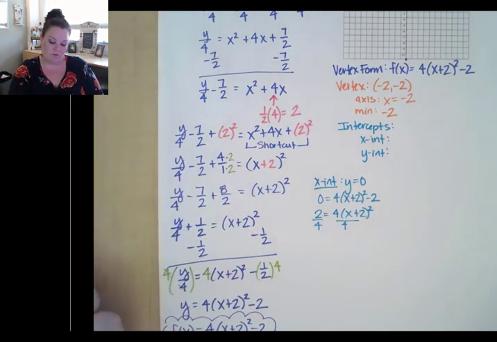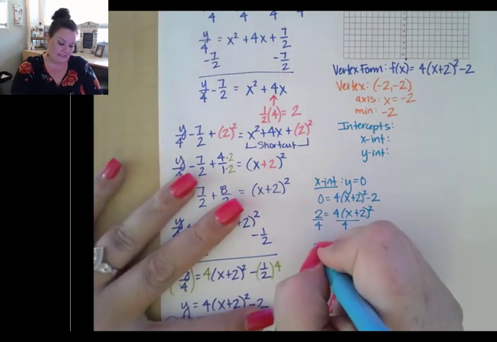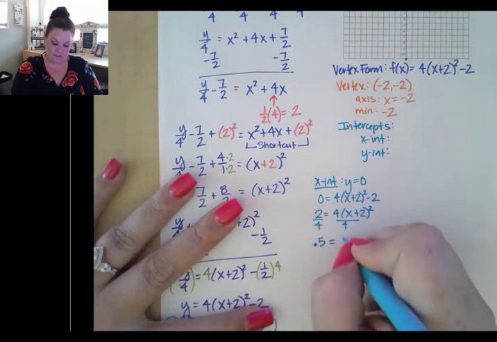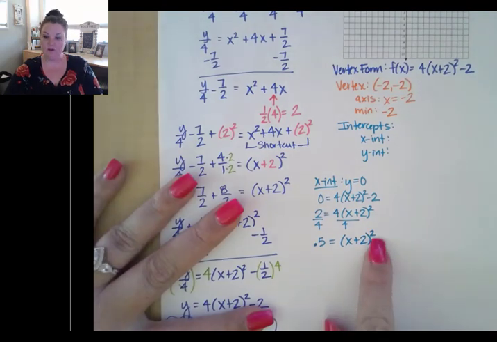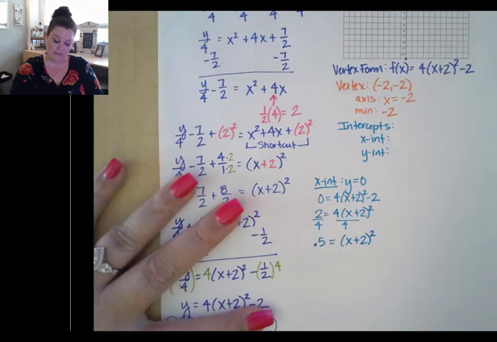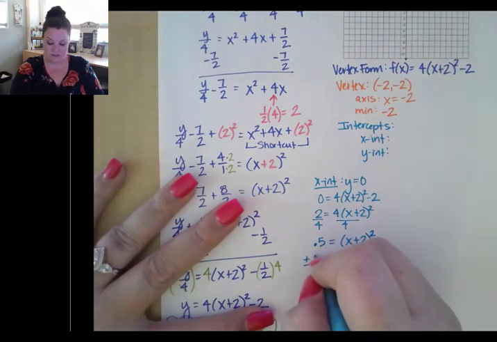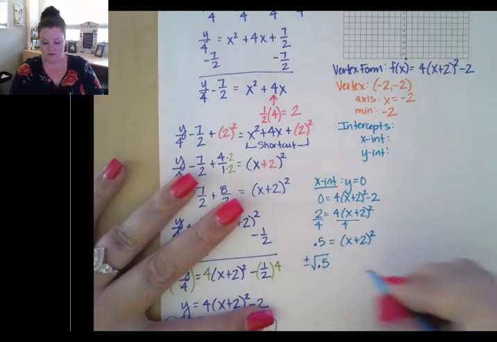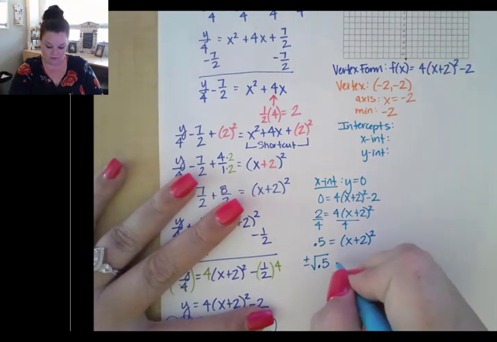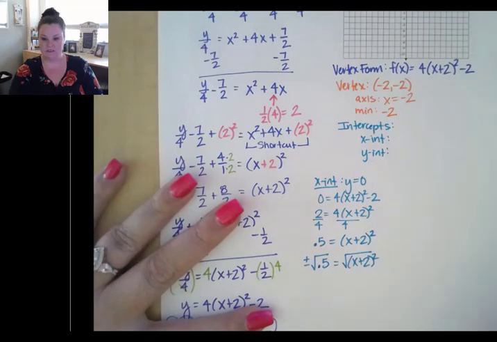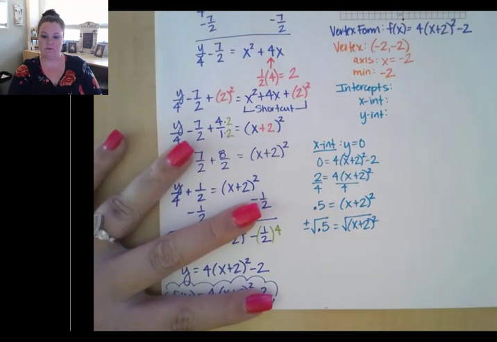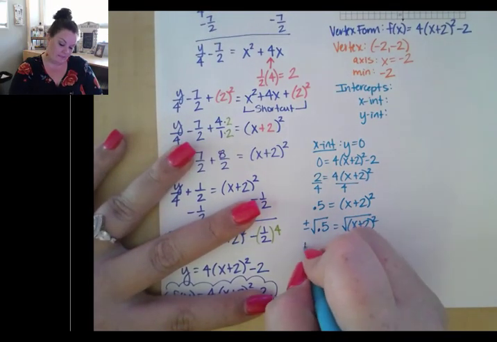And let's see, I'm going to have to take the square root of that, aren't I? So I'm going to go ahead and write it as a decimal. I'm going to just write it as 0.5 is equal to my squared quantity. And then to get rid of that square, I'm going to square root both sides. Don't forget your plus or minus on the other side. So plus or minus the square root of 1/2 is equal to the square root of x plus 2 quantity squared. So my square and my square root cancel. So I'm going to get plus or minus.